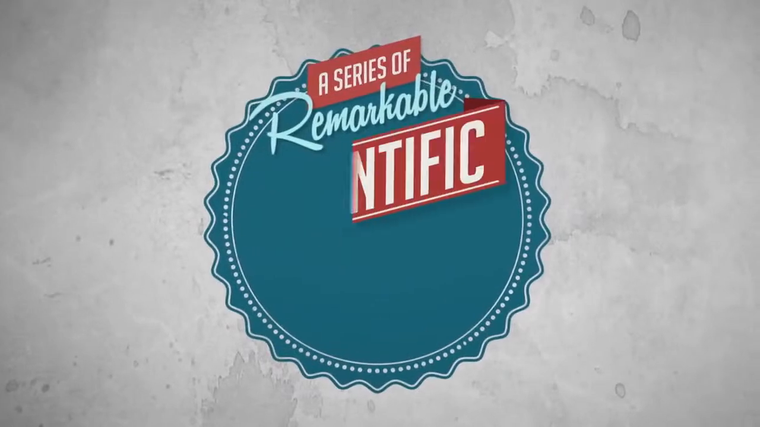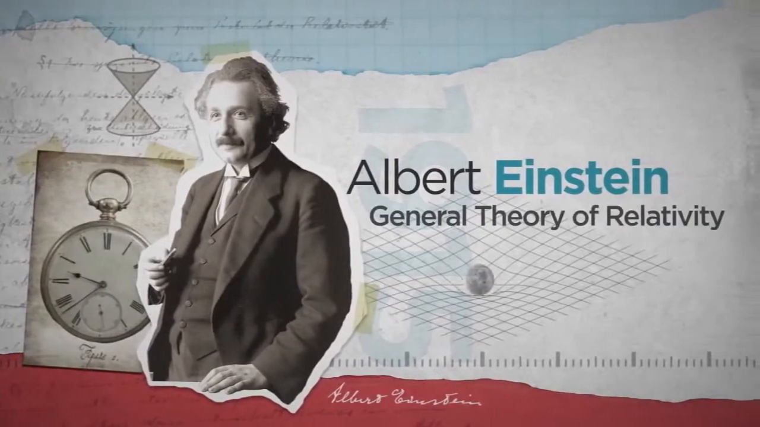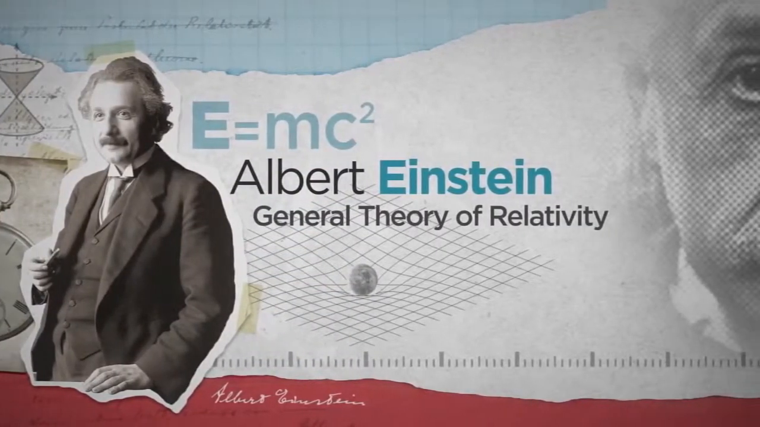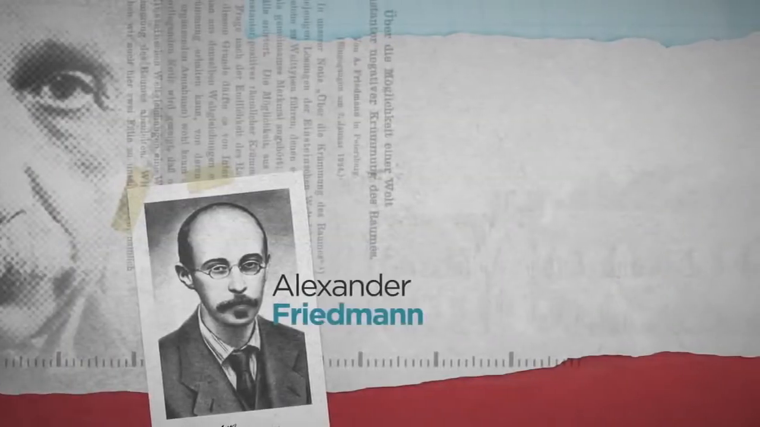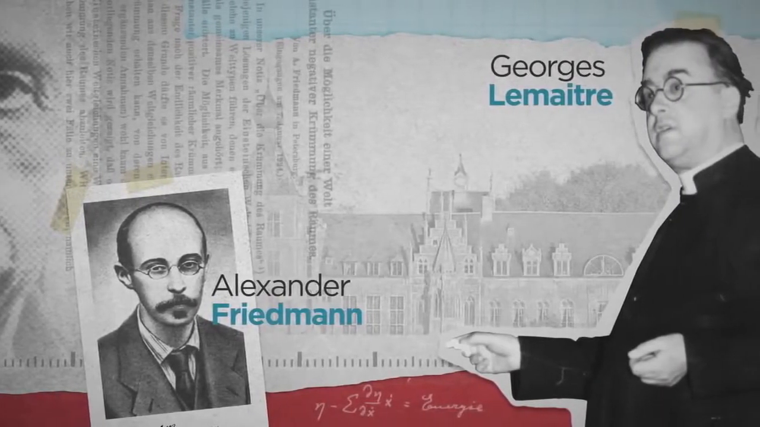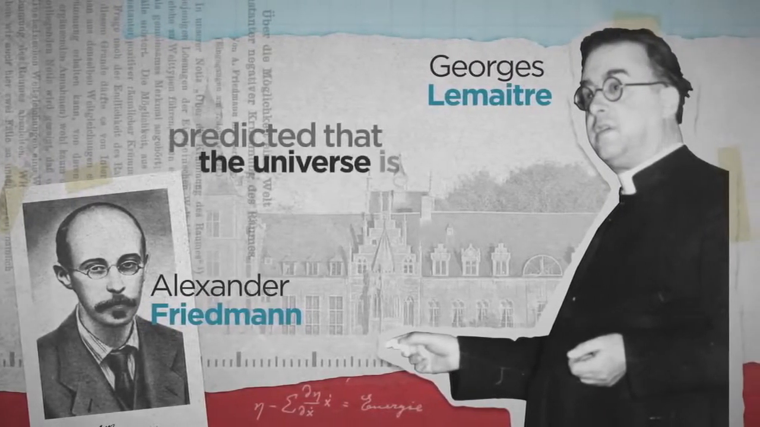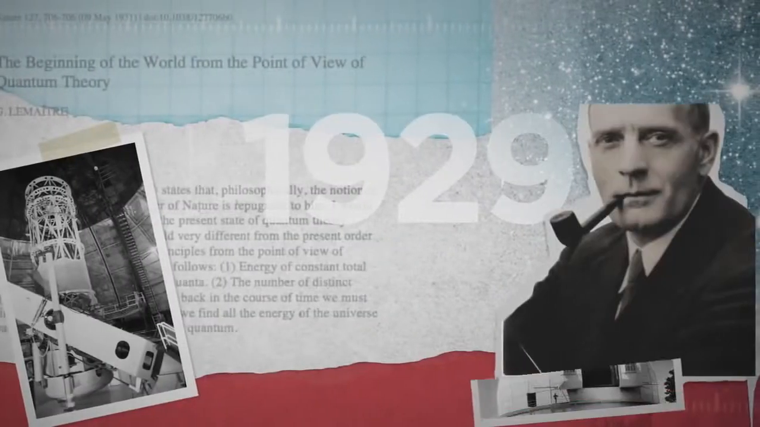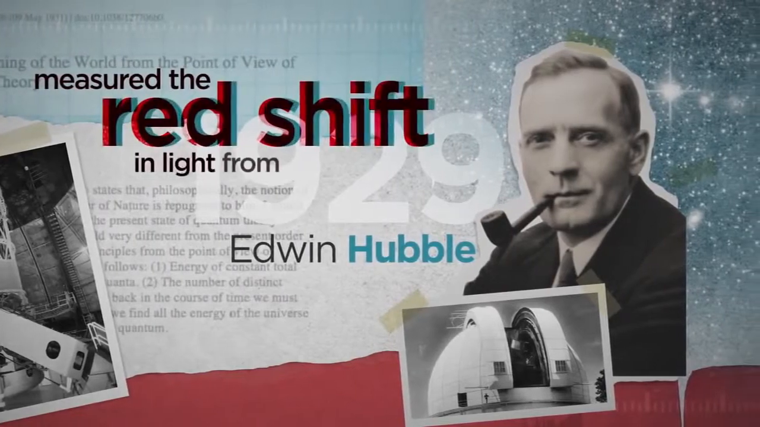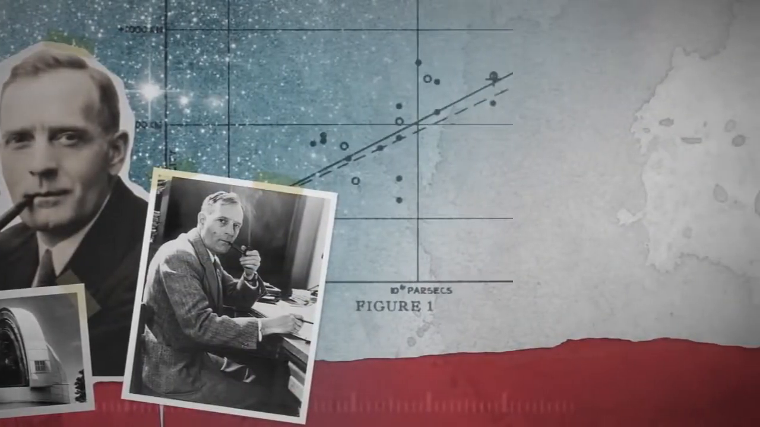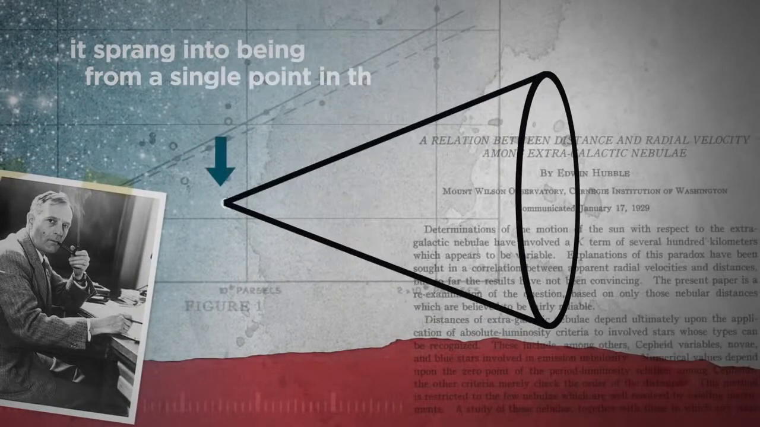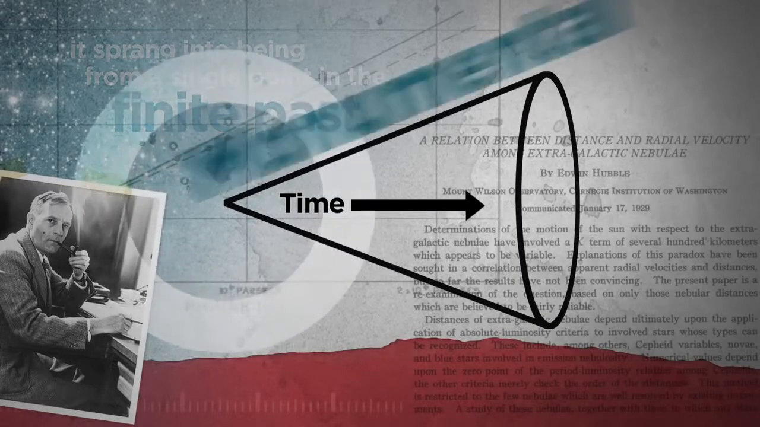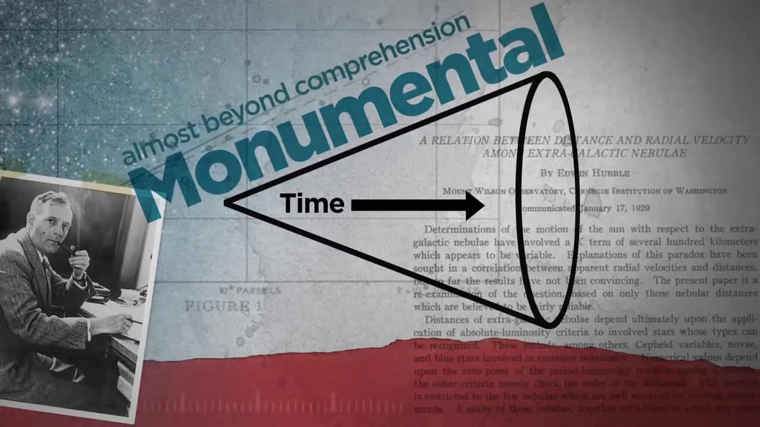This is further confirmed by a series of remarkable scientific discoveries. In 1915, Albert Einstein presented his general theory of relativity. This allowed us, for the first time, to talk meaningfully about the past history of the universe. Next, Alexander Friedman and George Lemaitre, each working with Einstein's equations, predicted that the universe is expanding. Then in 1929, Edwin Hubble measured the redshift in light from distant galaxies. This empirical evidence confirmed not only that the universe is expanding, but that it sprang into being from a single point in the finite past. It was a monumental discovery, almost beyond comprehension.